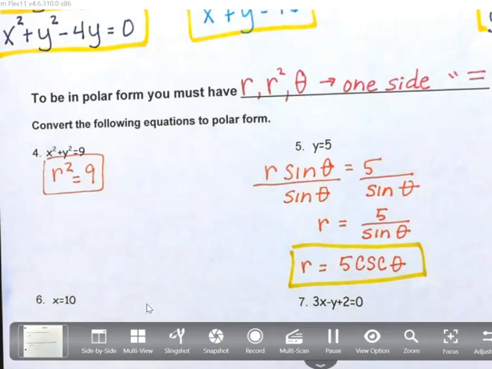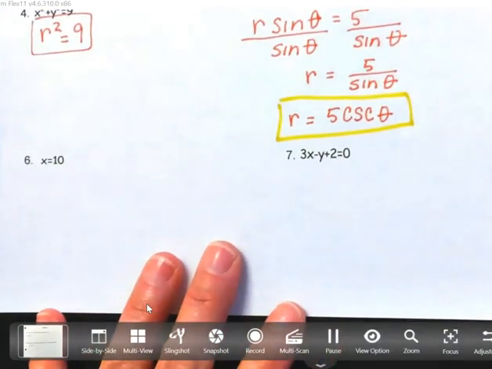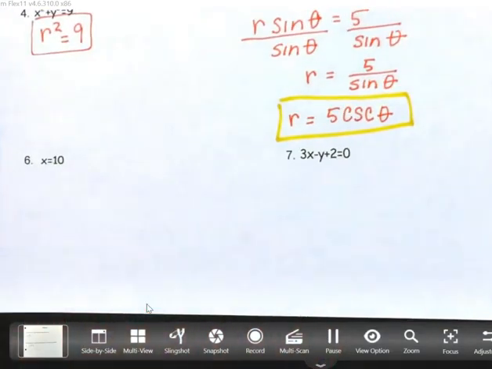All right, number 6. Will you please do number 6 without me? Because number 6 is just like number 5. Please try to do it without me. And then after that, we'll just have 2 more examples. You're almost done, y'all.